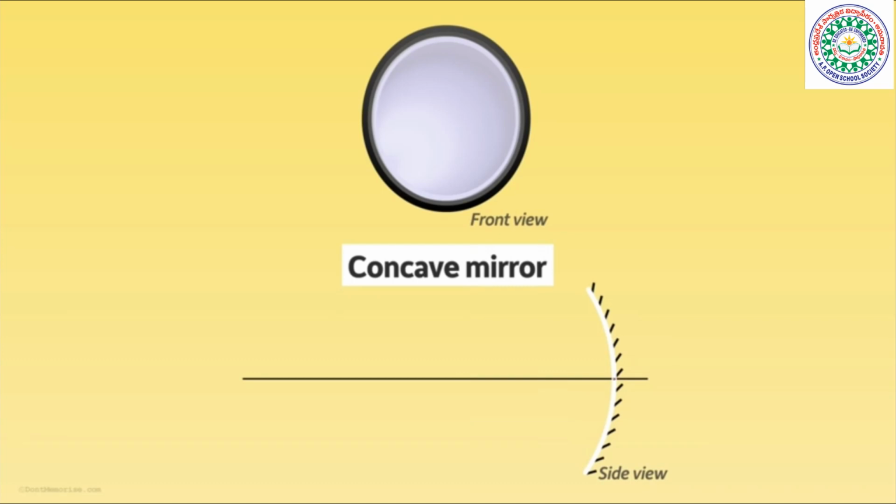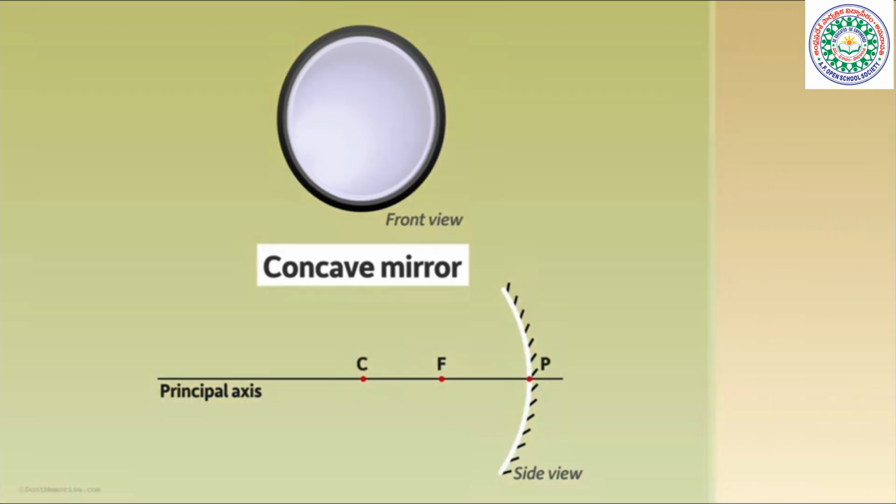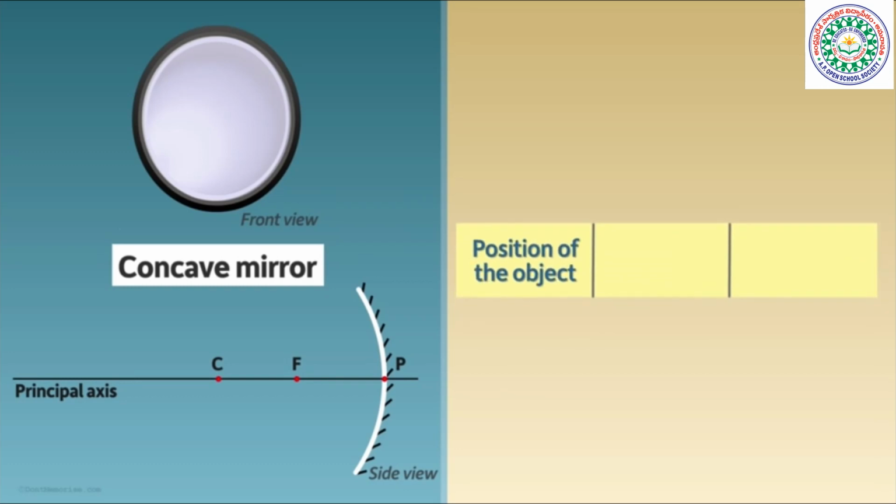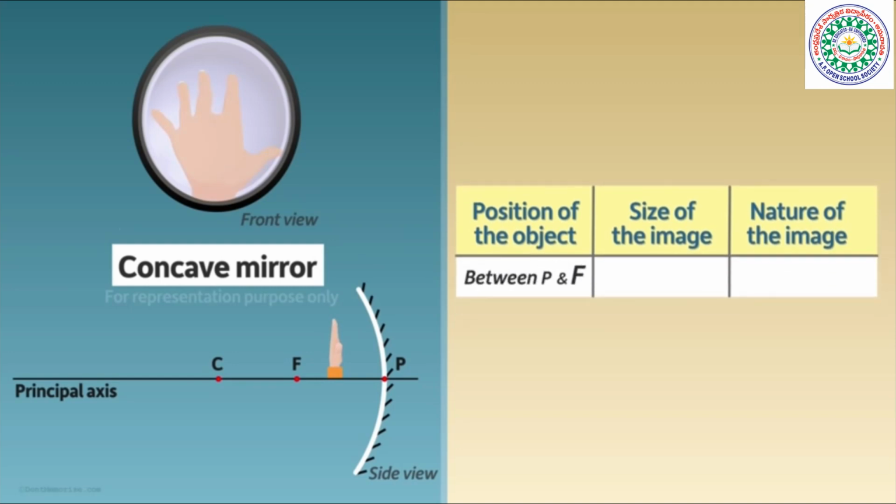Okay, so let P be its pole, C its center of curvature, this line is the principal axis, and F is the principal focus, also called focal point. Assume that initially the object is kept close to the mirror. I will make a table on the right with 3 columns telling us where the object is kept, the size of the image formed, and the nature of the image, that is, whether the image is virtual or real. So initially the position of the object is between F and P.